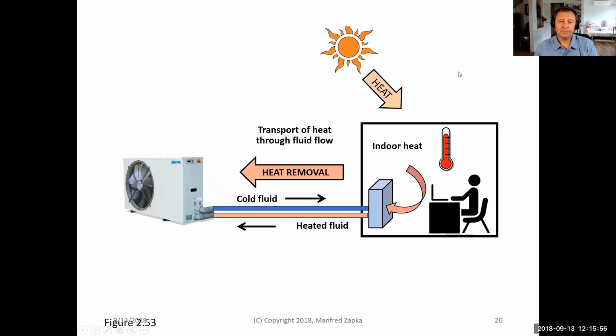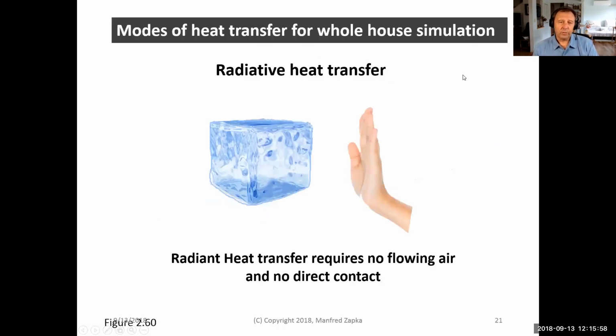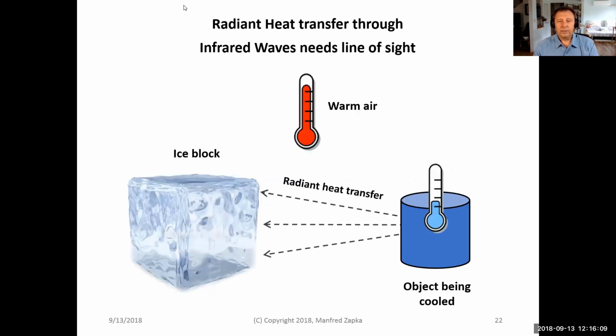But now we're looking at radiative heat transfer, and radiant heat transfer requires no flowing air and no direct contact. And consider, you're standing beside a block of ice, you actually will feel cold, although there might be no air going back and forth. And of course, you cannot touch it. If you touch it, it would be conductive heat transfer.